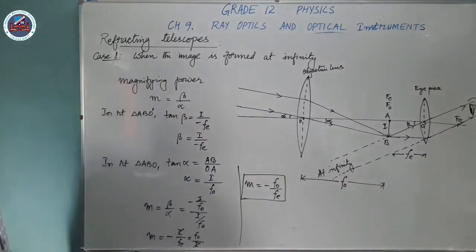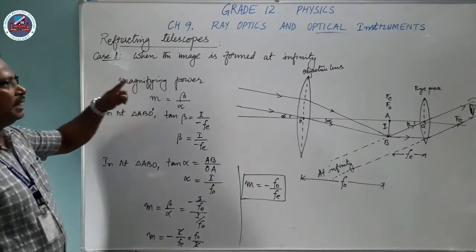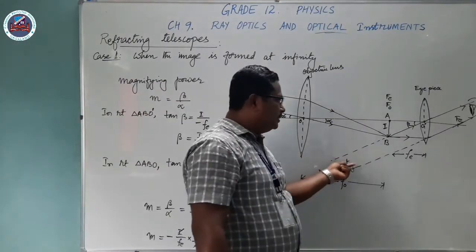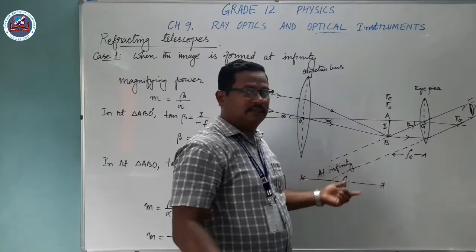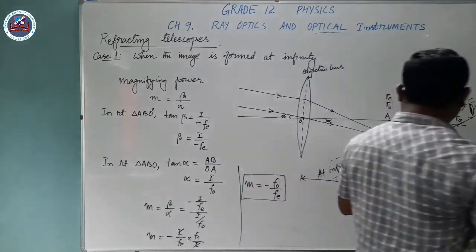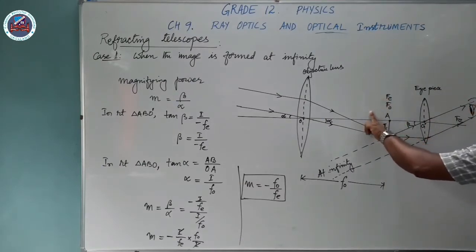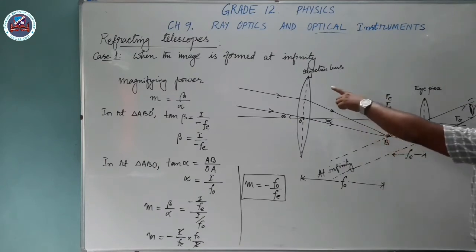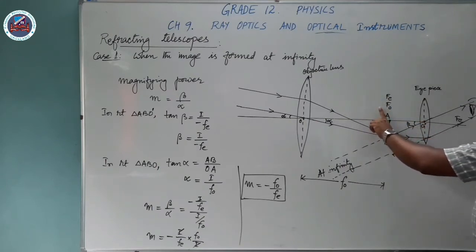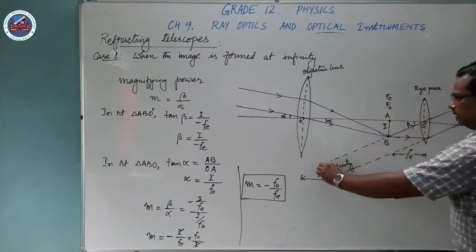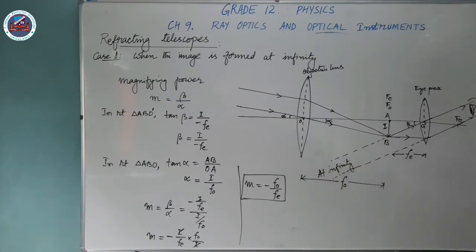Now let us see the second case, case 2. That will be under normal adjustment, how to get the image at the least distance of distinct vision. If you think, you'll get it: we can adjust the eyepiece, we can bring it a little bit nearer so that the focal length will go this side. And if the image formed by the objective lens is between the principal focus and the lens, then the image will be formed at the near point, that is at the least distance of distinct vision.